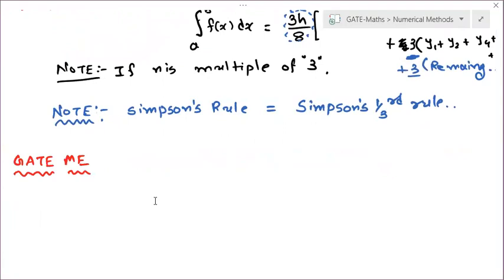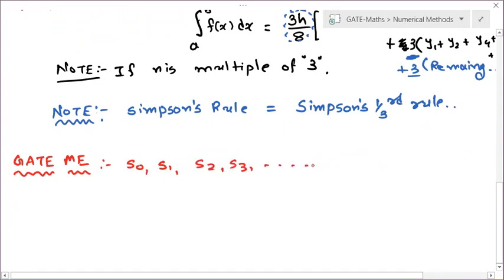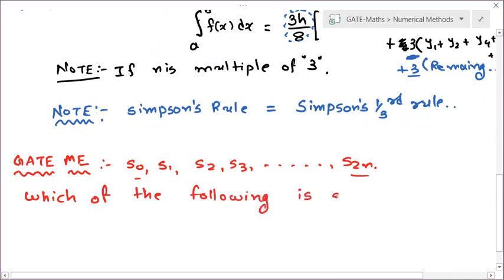GATE mechanical engineering. The question was, see over here. If they are given to you like this, that S0, S1, S2, S3, up to S2n, there are 2n plus 1 terms. See, how many terms are there? 2n plus 1. S0 is there. Which of the following is Simpson's 1/3 rule?